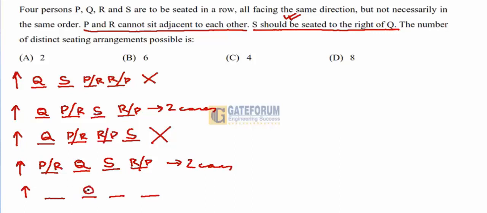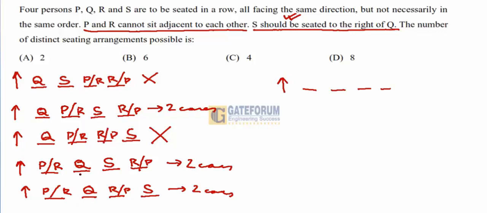Let us suppose Q is here and S is here. This is highly possible. In that case, P has to sit here and R has to sit here, or else vice versa. Both of them are perfectly okay. So I can say here two different cases of distribution. Well, let us take the next case.